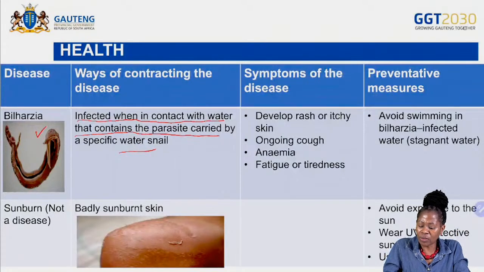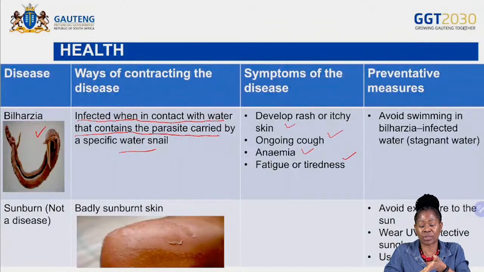They say you will develop rash and itchy skin, and then you will have an ongoing cough. You will be anemic, you will have anemia, fatigue, and tiredness. These are the symptoms. This is what WHO is advising us.